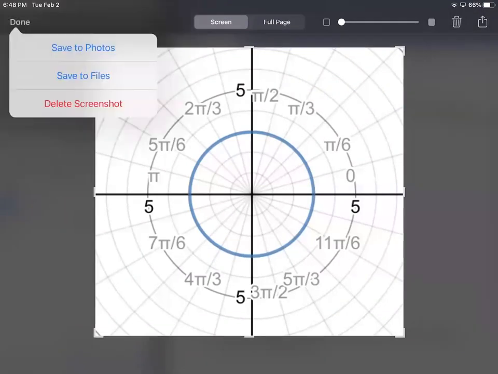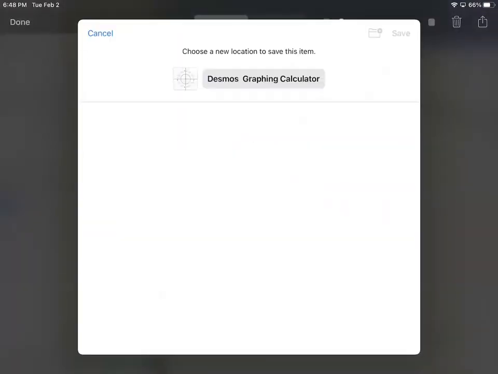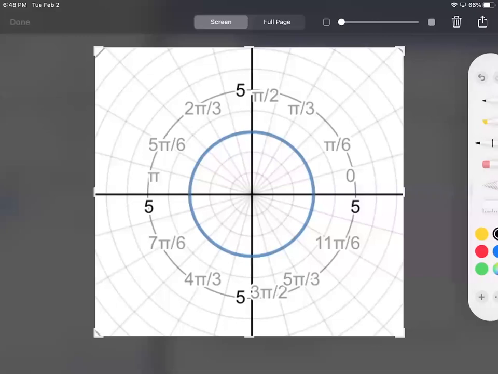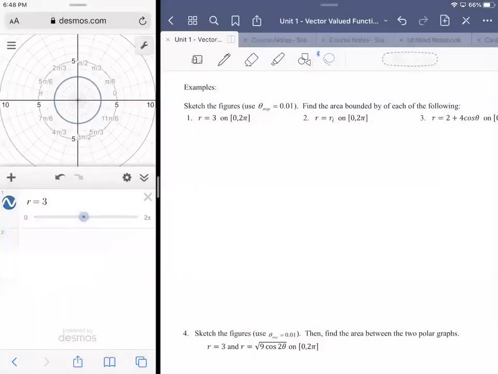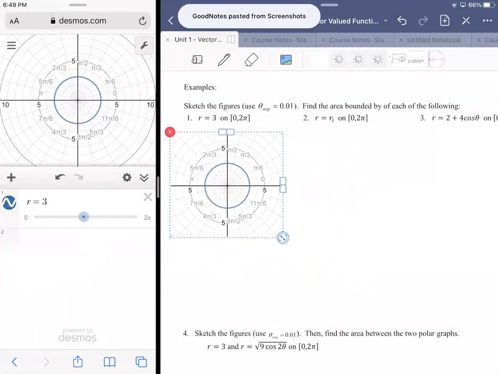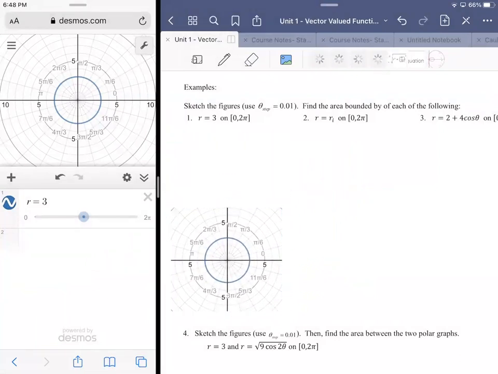All right, so done, save to files. Oh, not save to files, save to photos, yeah, schlemiel. Not that I needed to save it, I just like to have it in my camera roll in case I want to use the picture again.